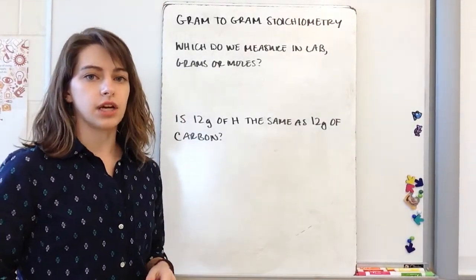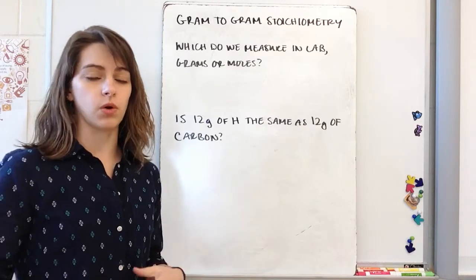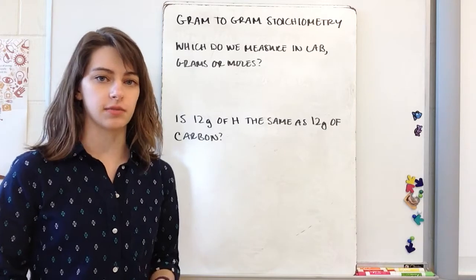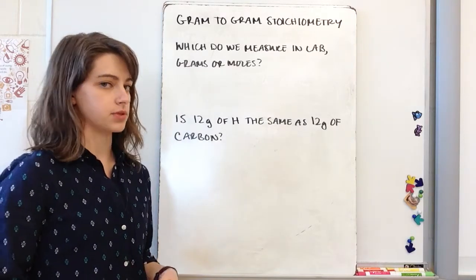So now let's look at something called gram to gram stoichiometry. So we've looked at mole to mole, which was nice and easy. We used the mole ratios that we get from the coefficients in the balanced chemical reaction. But now we're going to look at something a little bit more practical, which is gram to gram stoichiometry.